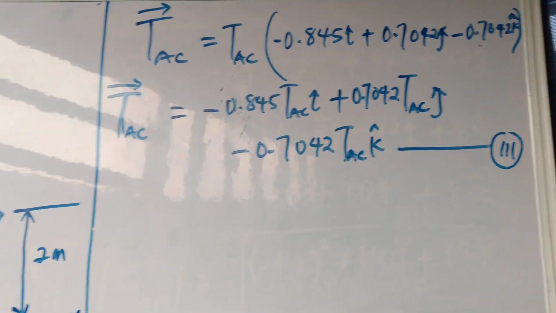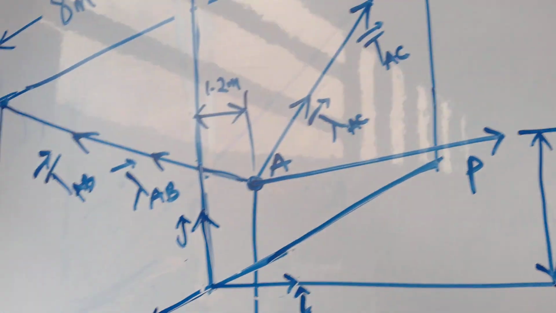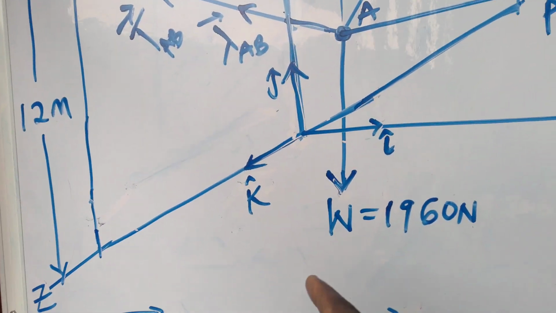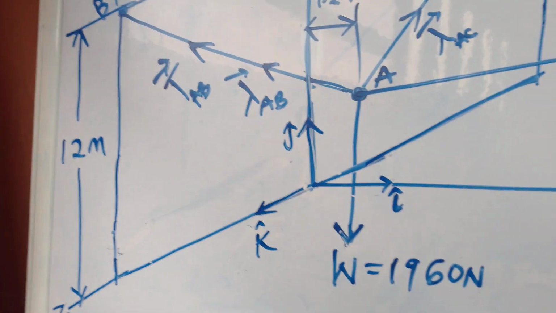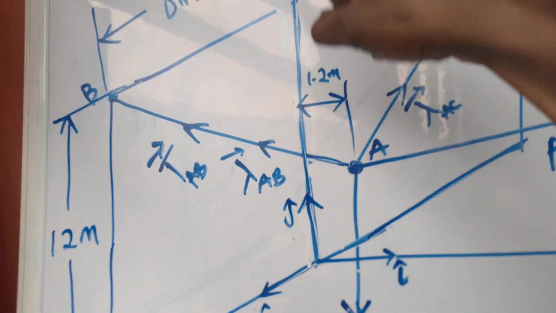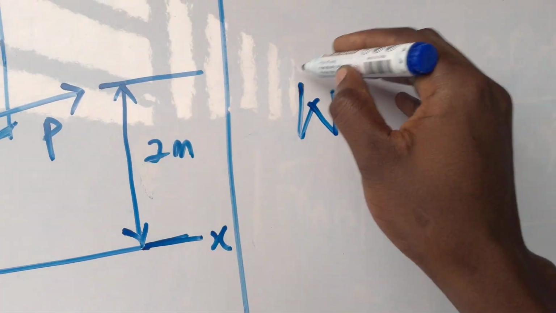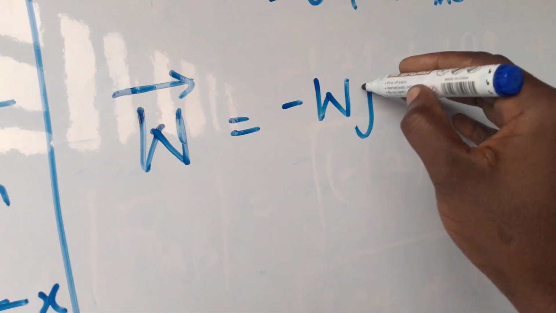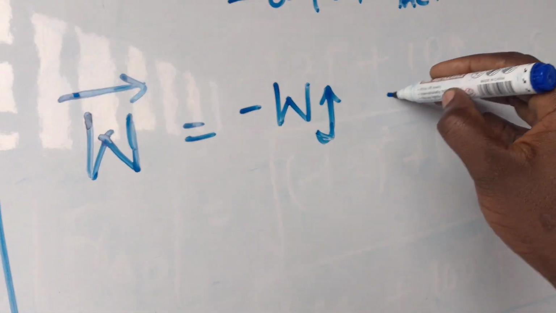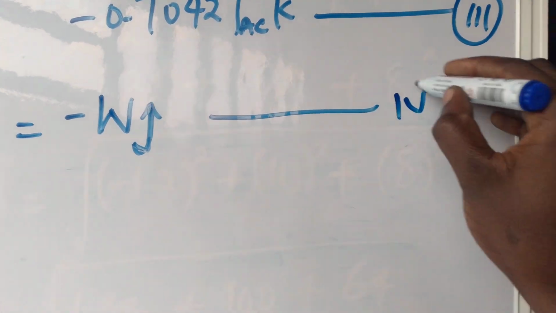Alright, now the next thing we'll look at, after finding tension force TAC, is the weight. We took this weight as a vector, and if it is acting downwards, it will be minus WJ. Since J is going up, plus J, if it's going downwards, opposite J, it will be minus WJ. So the weight vector force will be equal to minus WJ. I call this equation 4.